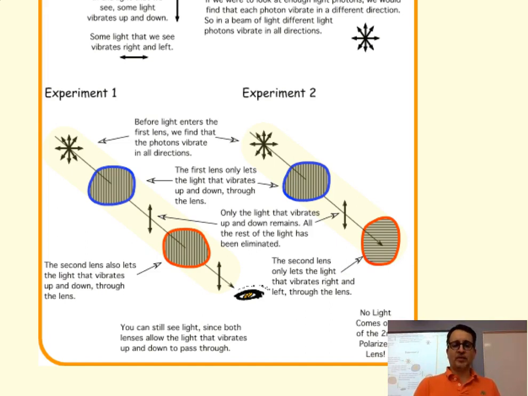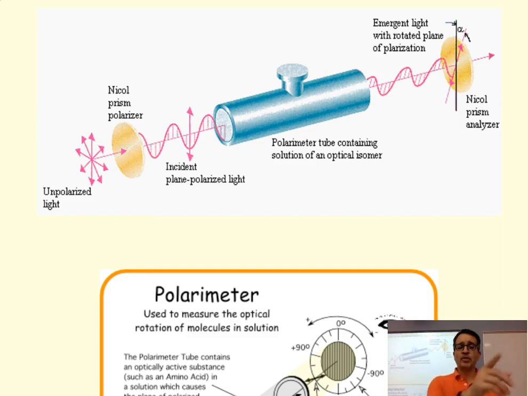actual measurement part. All right, one more time to remind you, we are first producing unpolarized light, which will pass through our first polarizer to create plane polarized light, in this particular case, vertically polarized light. That light will shine through a polarimeter tube, which contains your solution of your substance. When it comes out, the plane of polarization will have been rotated, and so we need to move our analyzing polarizer in order to measure the degree of rotation.